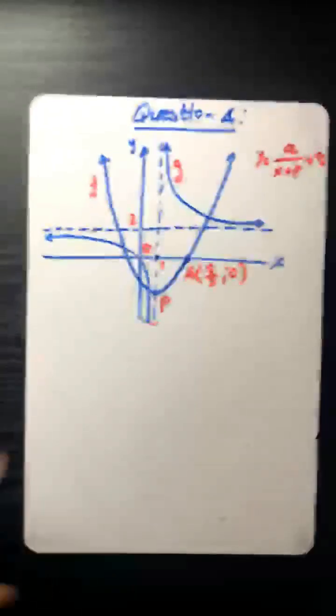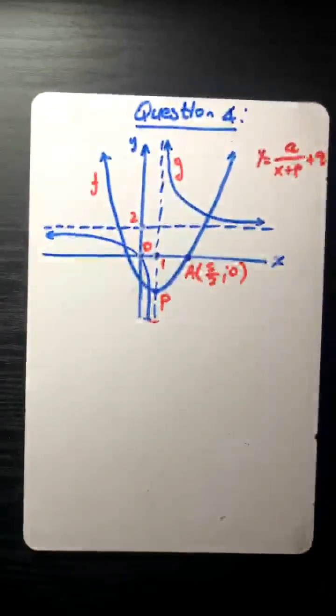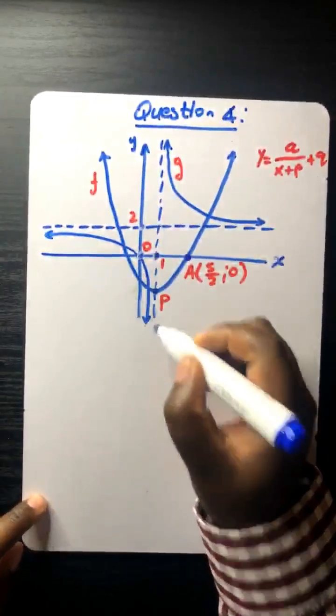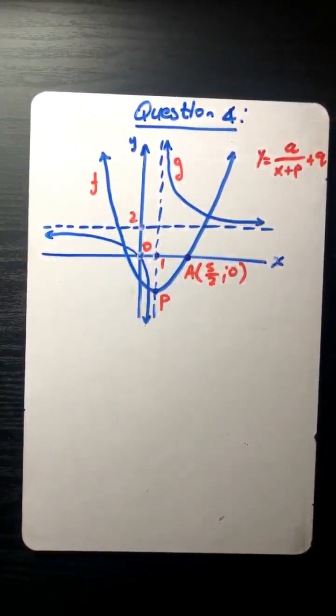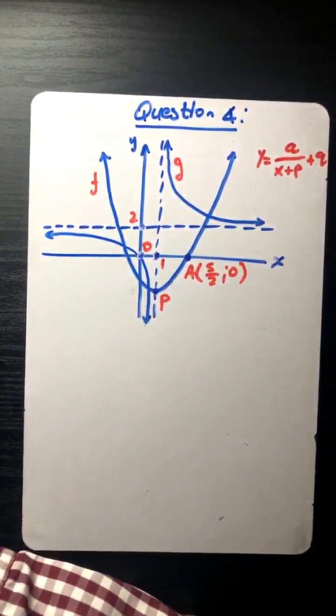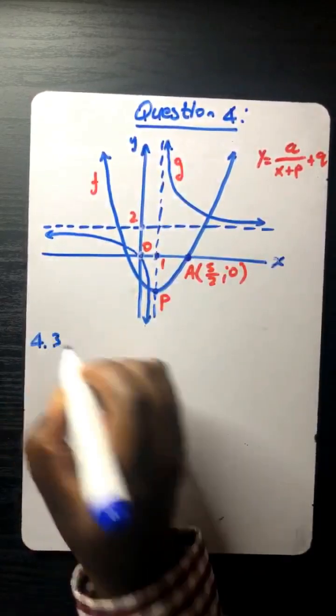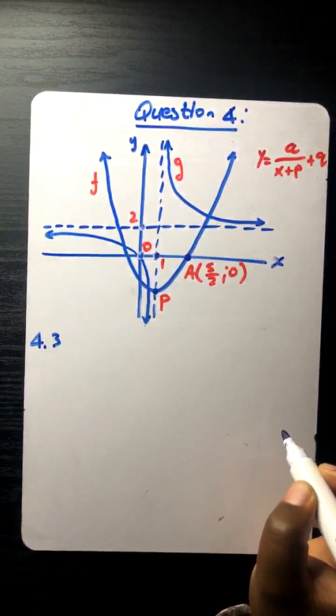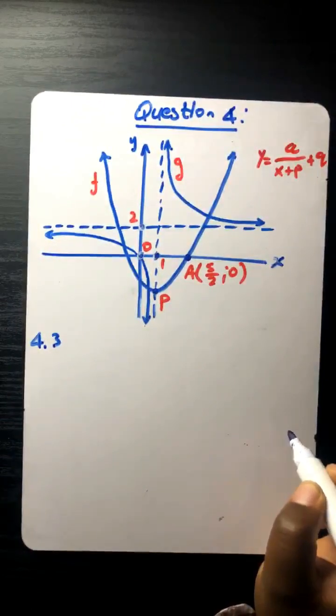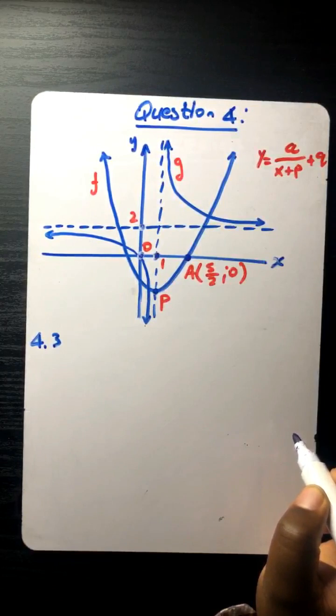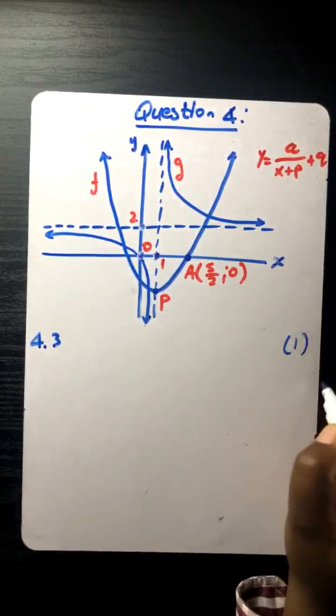So, for the sake of time, I'm going to take over the rest of the questions. I'm just going to leave you with 1 or 2 questions that you'll have to work out by yourself. Let's see. 4.3. The question says write down the equation of the vertical asymptote of P if P of x is equal to g of x minus 1. And this question is allocated 1 mark.